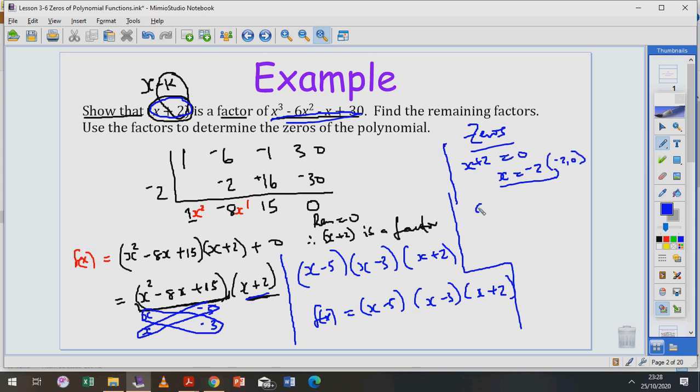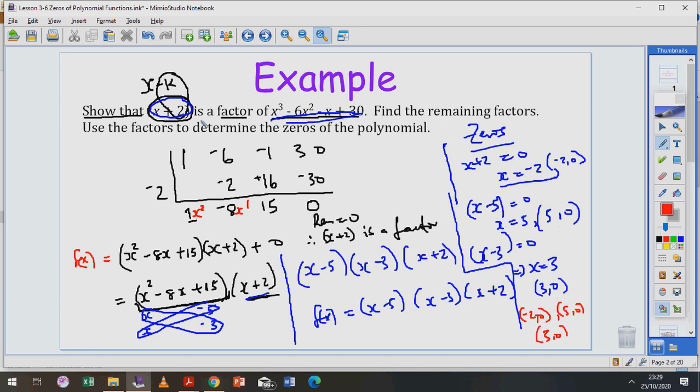The other one is x minus 5, which was a factor. I set it equal to 0. Then I get x is equal to 5, which I can write as a coordinate, 5, 0. And the last one, x minus 3 equals 0, implies that x equals 3 is a zero, as a coordinate, 3, 0. So my zeros, if you want to write them aesthetically, are negative 2, 0; 5, 0; and 3, 0.